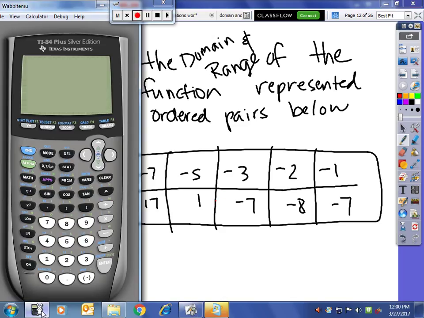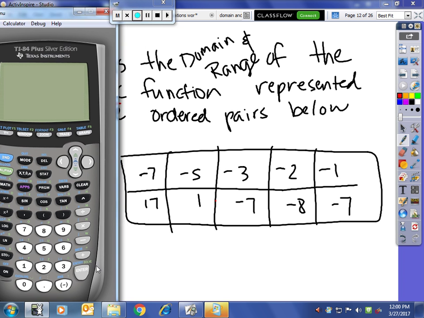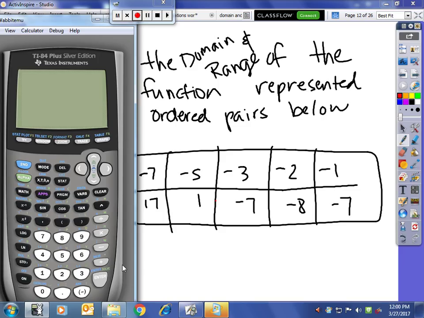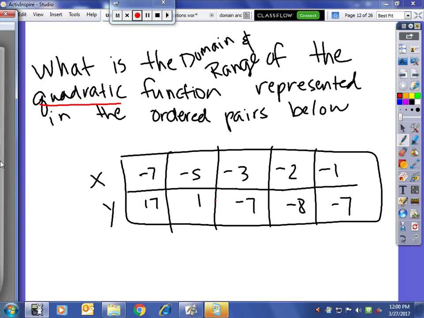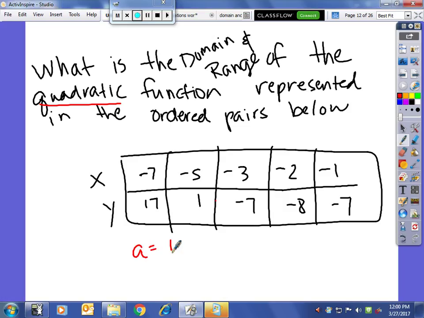Okay, so once we go to stat edit and we put in all those points, what we've been doing is choosing number 4 because we've been dealing with lines. But this is not a line. What did they tell us it was? Quadratic. So we're not going to pick number 4, we're going to pick number 5. And it'll tell you the value of A, B, and C. What's the value of A? What's the value of B? And what's the value of C? So then the equation would be y equals 1x squared plus 4x minus 4.